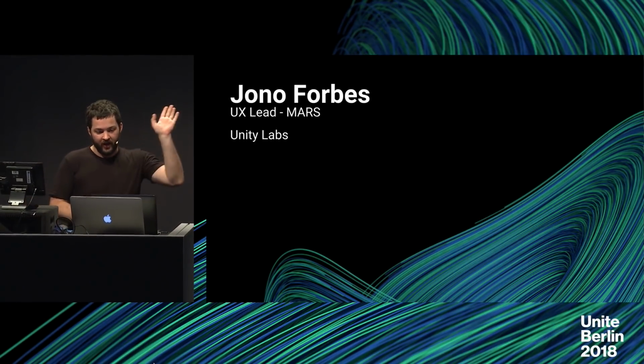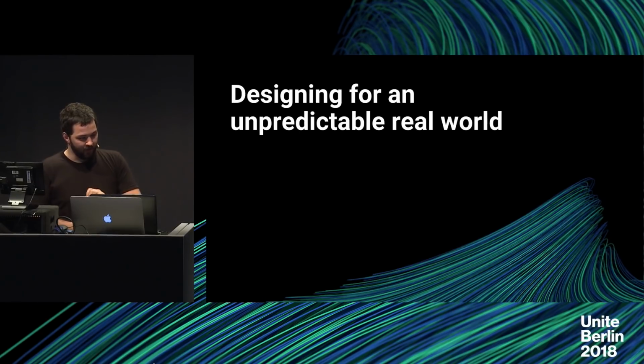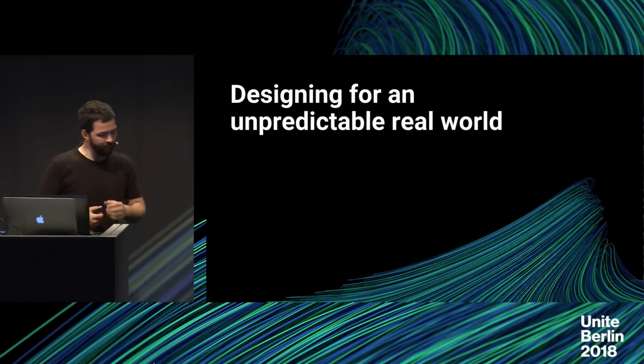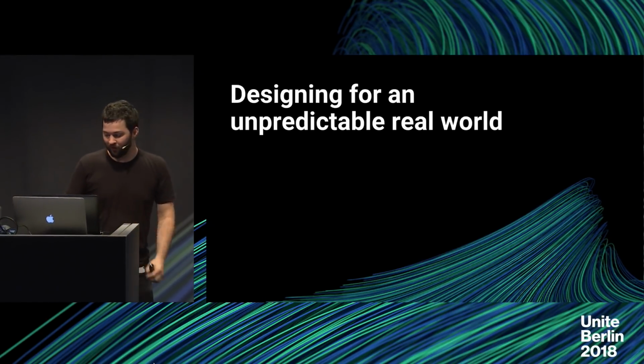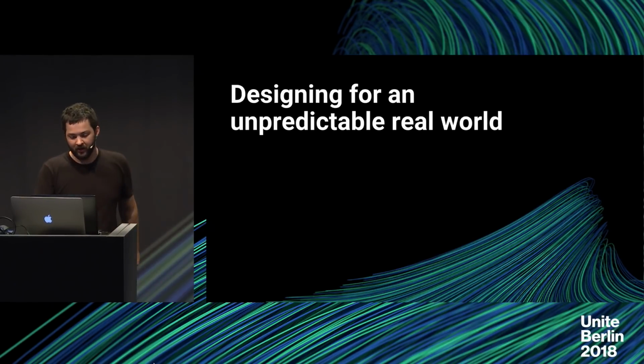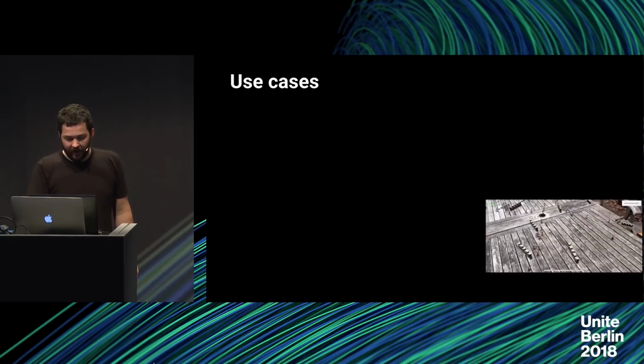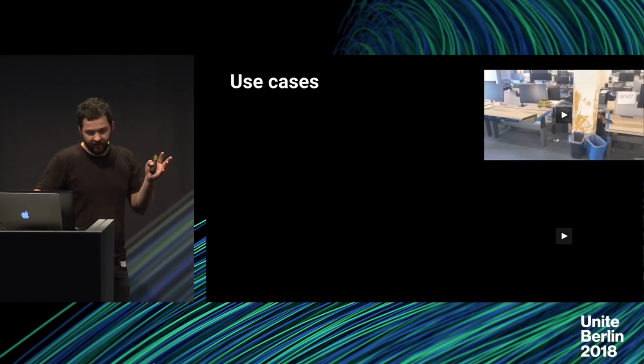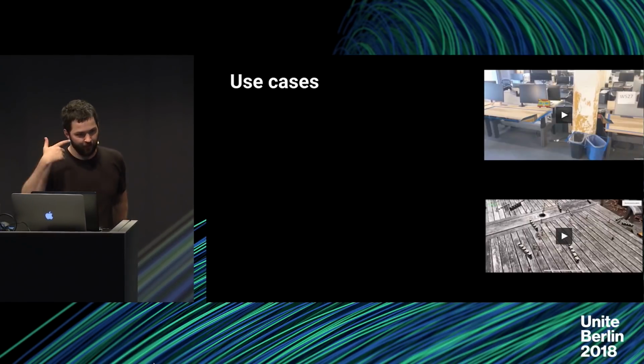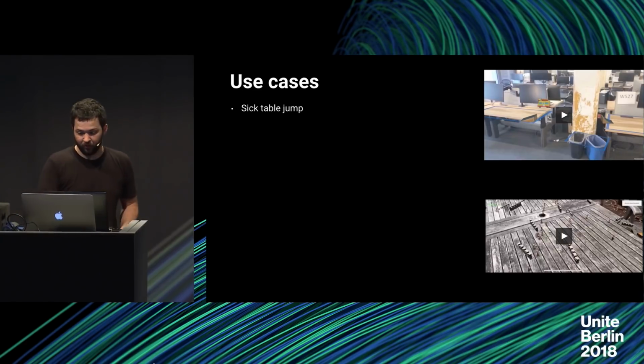All right, so hi, I'm Jono. I'm going to talk more about designing for the unpredictable real world and what that means and how we approach this weird problem that Timoni's laid out. And we often talk about this in the context of a few core use cases, because it helps reason about what we're doing here. The first one we refer to as the sick table jump.